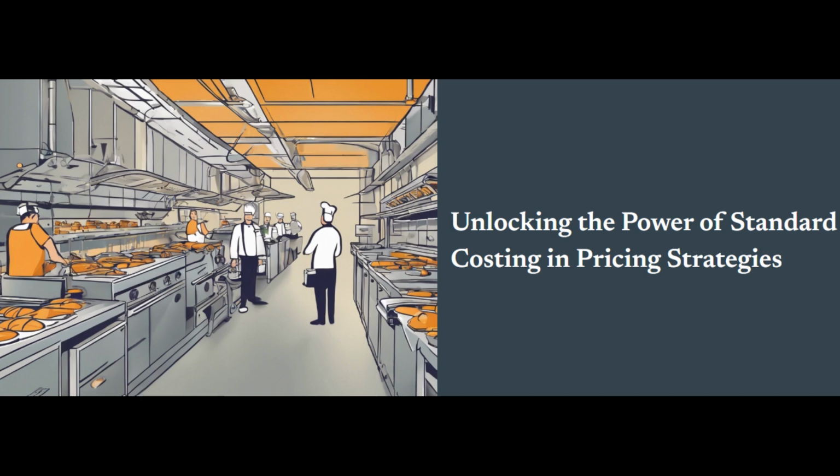Imagine a furniture manufacturer that has been using the same standard cost for its products for several years. During this time, the prices of key raw materials, such as wood and metal, have fluctuated significantly due to global supply chain disruptions. If the company fails to update its standard costs to reflect these changes, it may be pricing its products at a level that is no longer competitive in the market, leading to lost sales and market share.